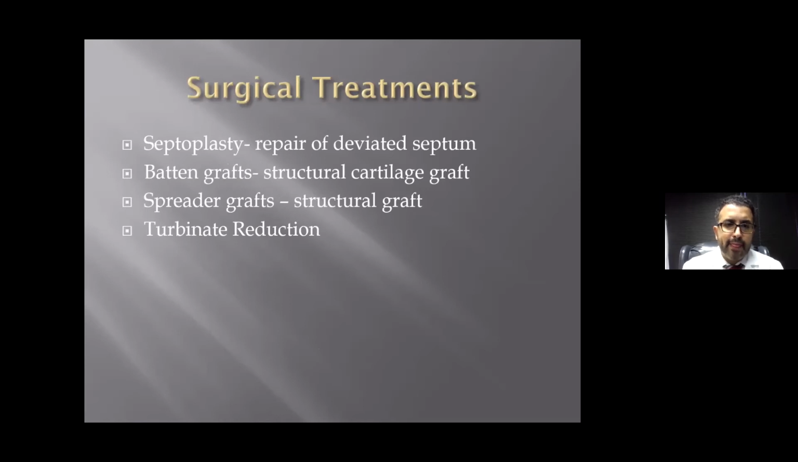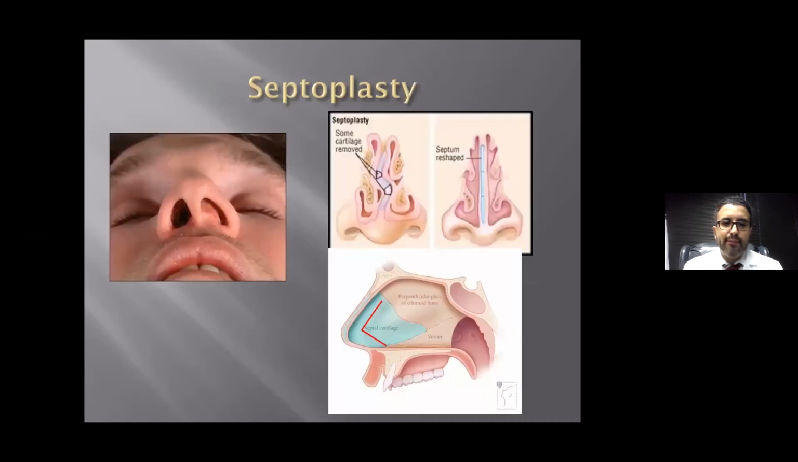Next slide. What are some of the treatment options we utilize to repair the anatomical or structural problems? Septoplasty is repair of a deviated septum. People that have weak cartilage, what we call nasal valve collapse, we can do what's called a batten graft. People that have crooked noses, we can do spreader grafts. These are all different cartilage grafts that we use to improve the structure. And I'll show you examples. And then finally, people that have swelling in their nose due to turbinate enlargement, we can do turbinate reduction.